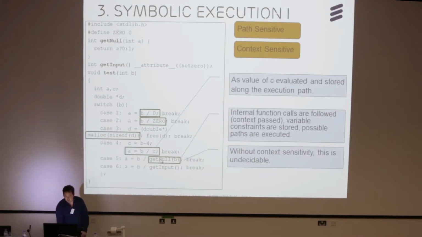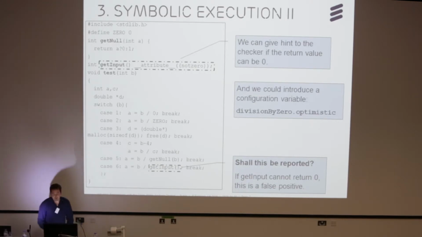It can also find the problem described in test case 5, because here there's a getNull call which ends up here, and since b here is true, then we return 0 here, and we divide by 0. How can it resolve this? Because the checkers in Clang static analyzer are context sensitive, so the function arguments can be passed and they are followed, actually.